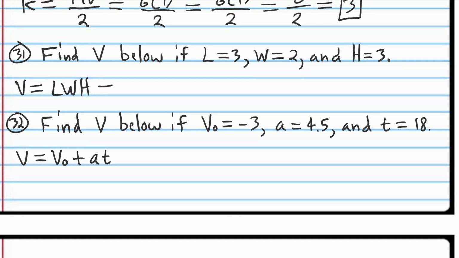All right, we're back. So letters next to each other means multiplication. So I'm just plugging in numbers there. And we get 3 times 2 is 6. And 6 times 3 is 18. So if you got 18, good job.